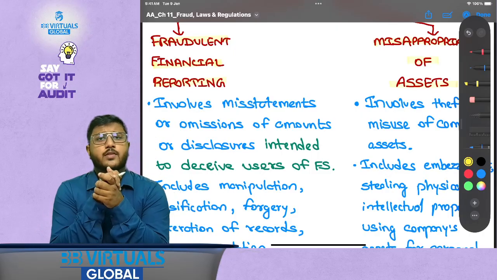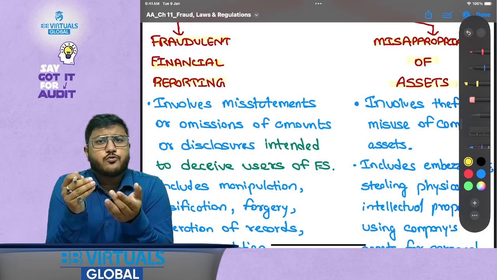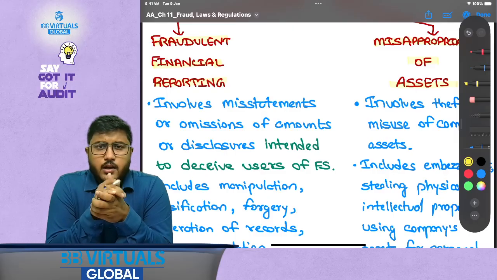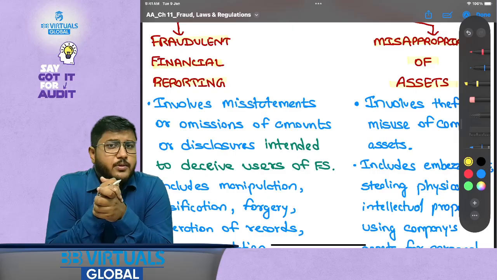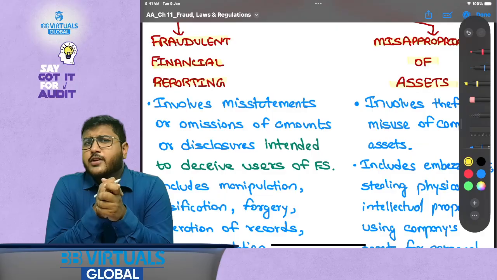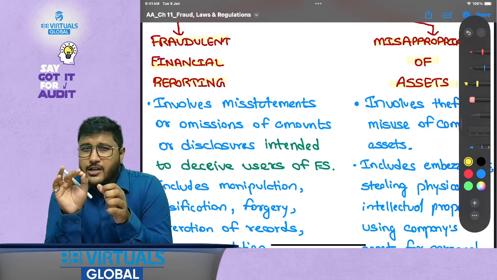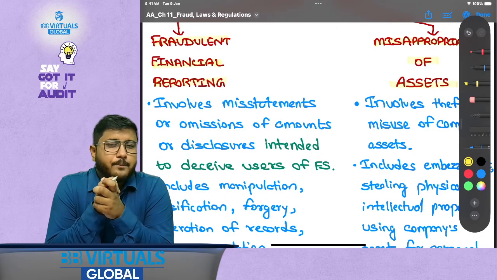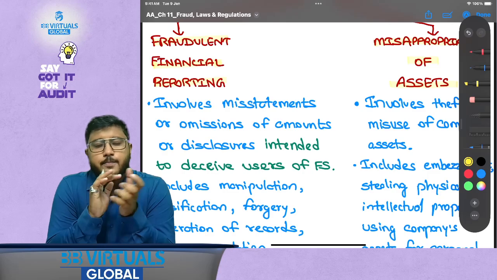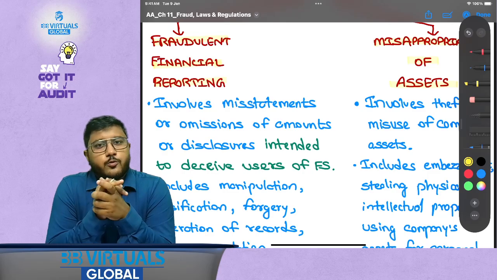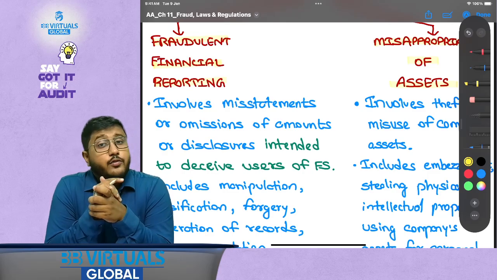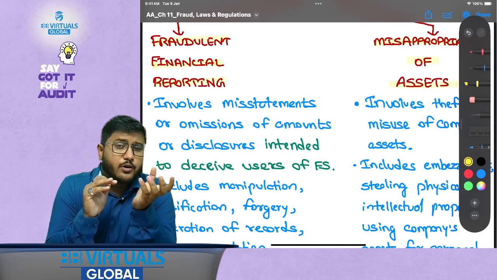Now this could be the assets which are in the form of, say, debtors, or it could be the physical tangible assets also, like inventory. For example, we took one example of a watchman who used to steal one chocolate from the warehouse of a company for his daughter. Now this particular watchman was doing what? Misappropriation of assets only.